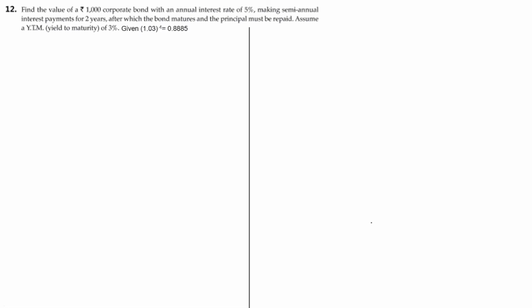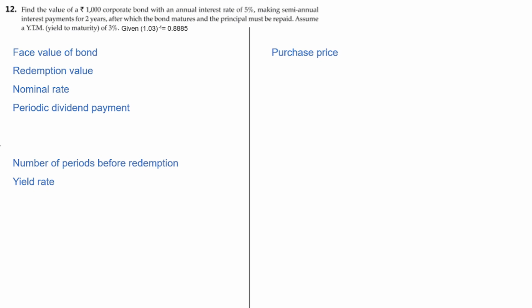First, let us write what is given. The face value of the bond F is rupees 1000. And then since nothing is said about the redemption price, we assume that the bond is redeemed at par. So the redemption value is again rupees 1000. And then the nominal rate or coupon rate, the annual interest rate is 5%, but since semi-annual interest payments are made, the nominal interest rate i will be 5% upon 2, or 0.05 by 2, which is 0.025.